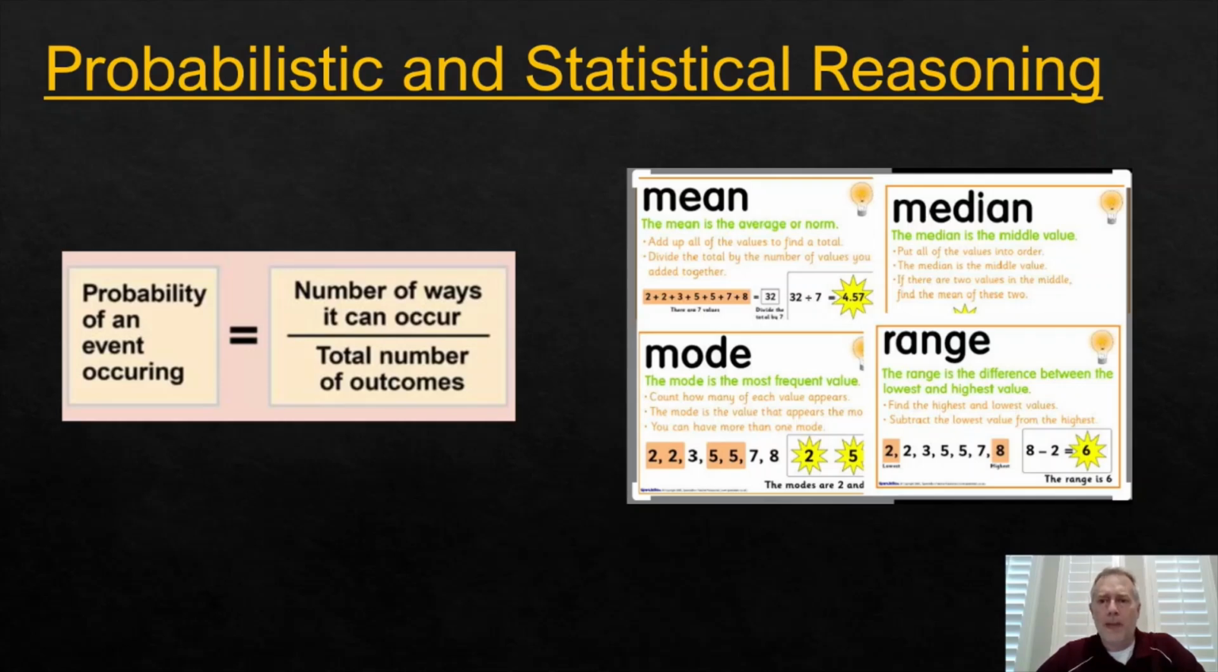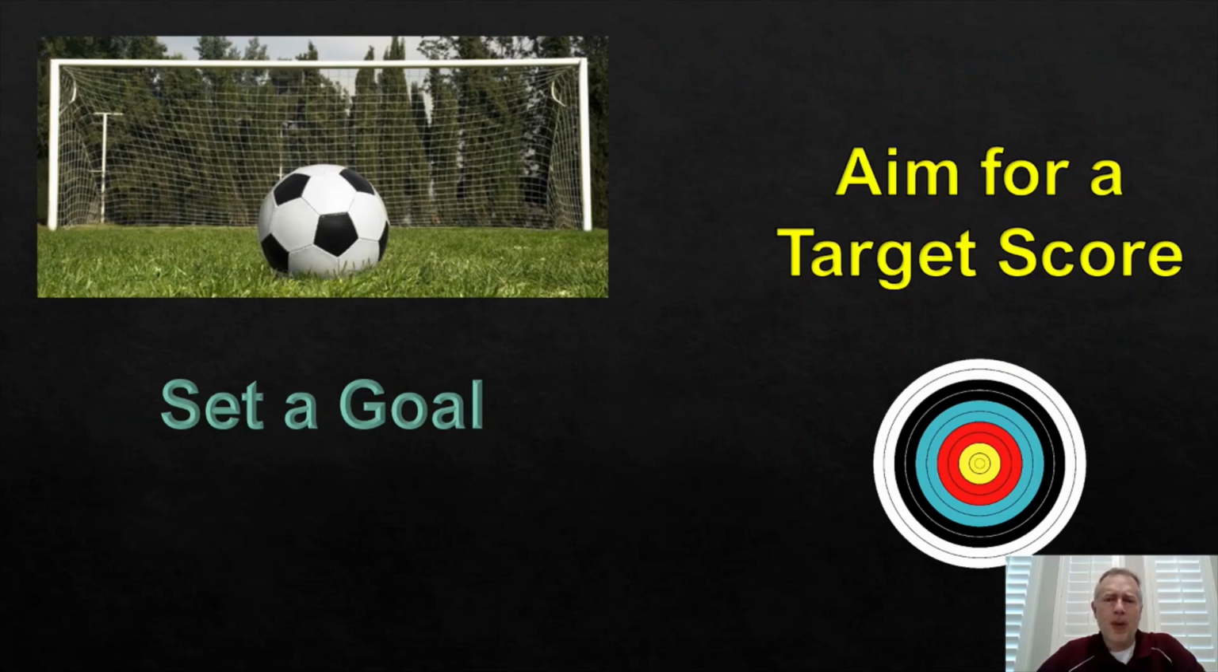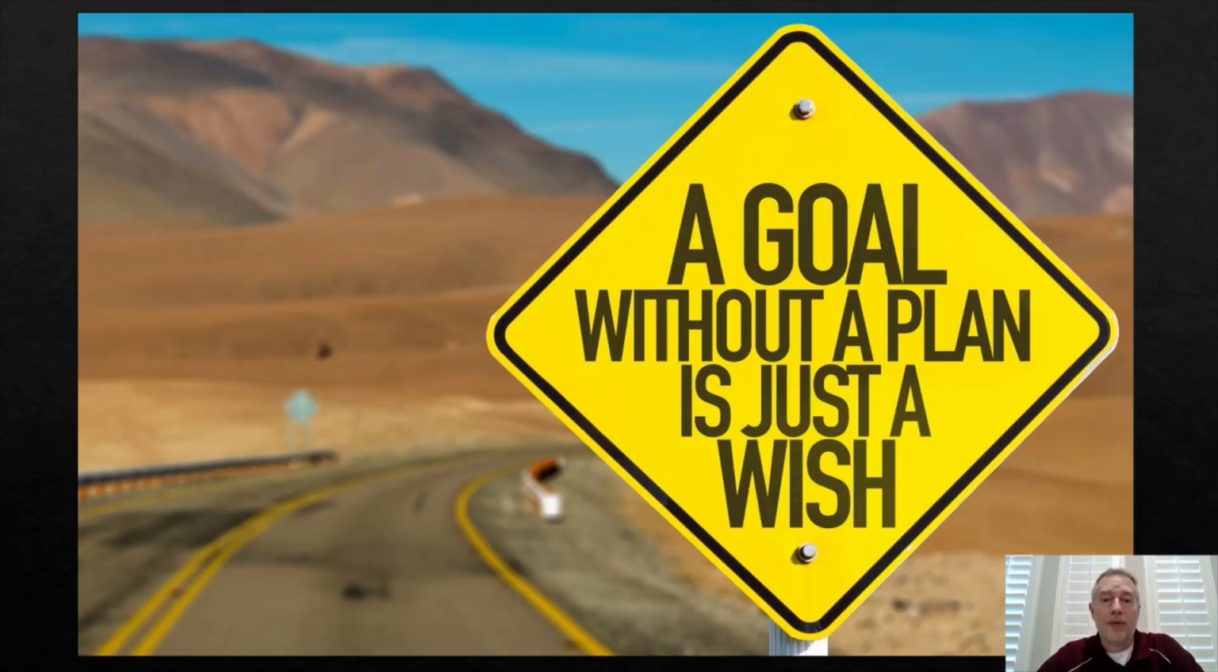Okay? But most often we're going to see something that deals with an average or a mean. So why are we talking about all these parts of the test? Because it's important that you know what the test is structured like so that you can set a realistic goal, so that you can aim for a target score. That's what we're trying to do here. We want to make sure we set a goal that we can reach.